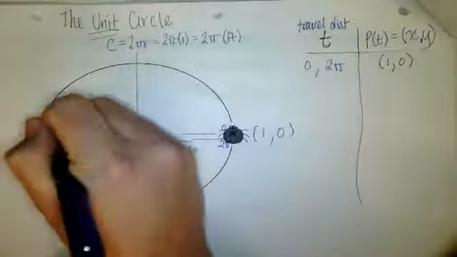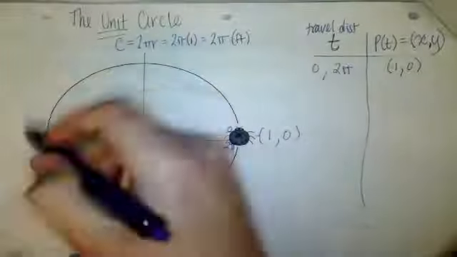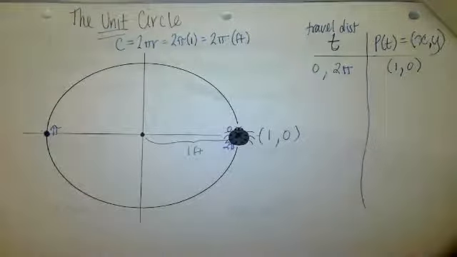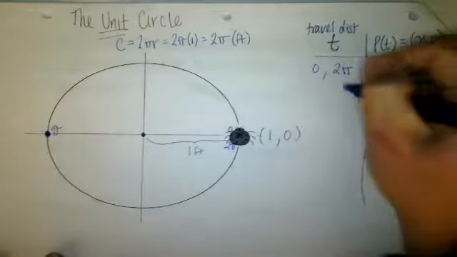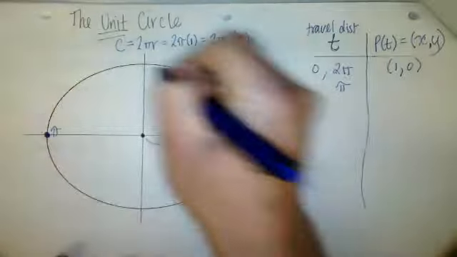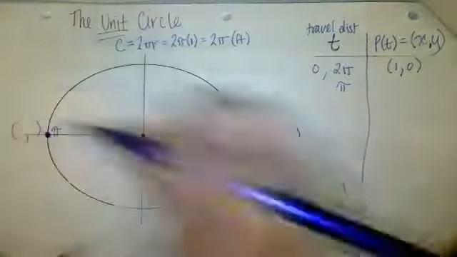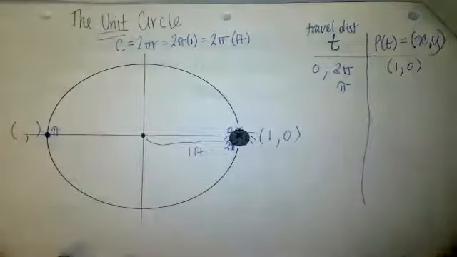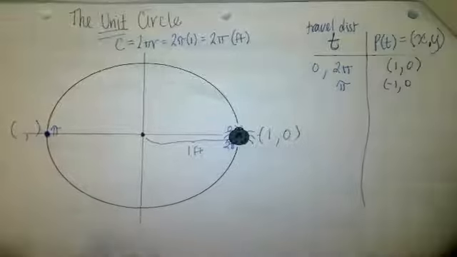1 pi. Yeah, 1 pi. That's halfway around our circle. Not 2 pi, but 1 pi. So if she goes pi feet, what point does she land at here? Negative 1, 0. Good. All right, let's see.